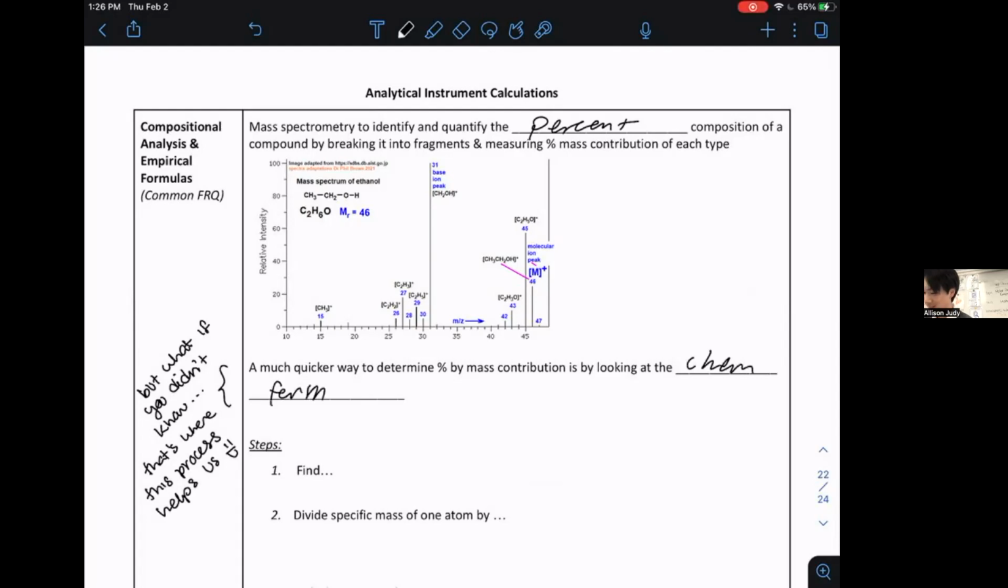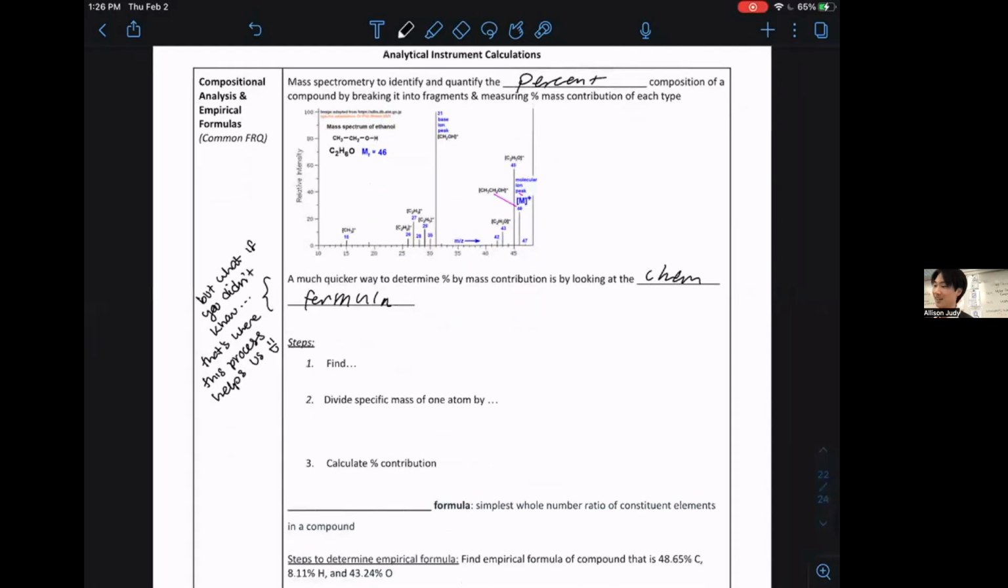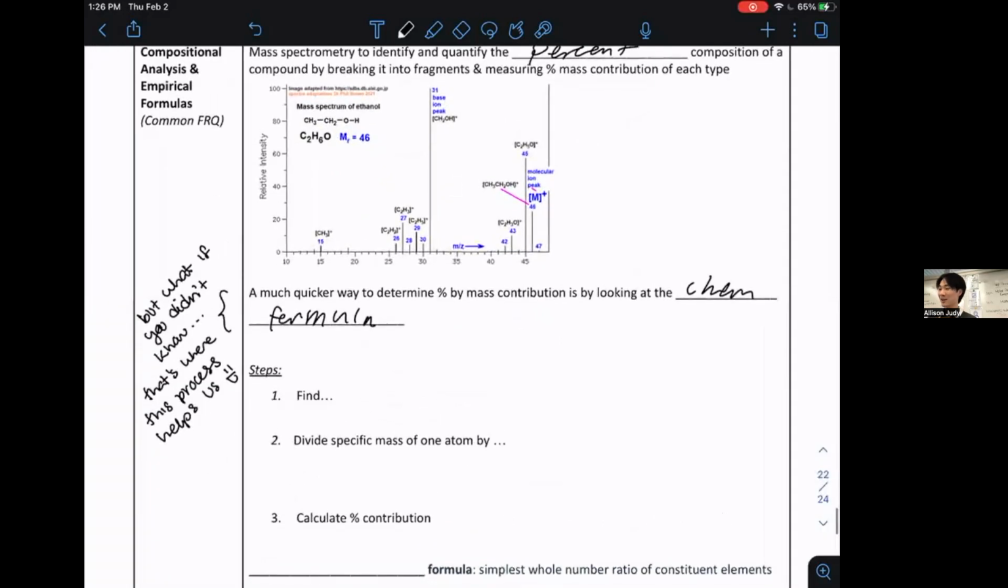So the first step. Wait, do you guys know what a mass spectrometer is?